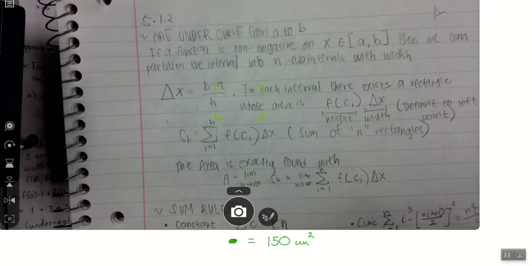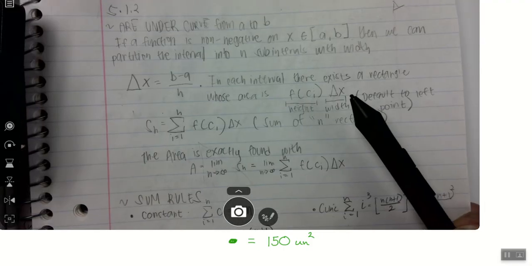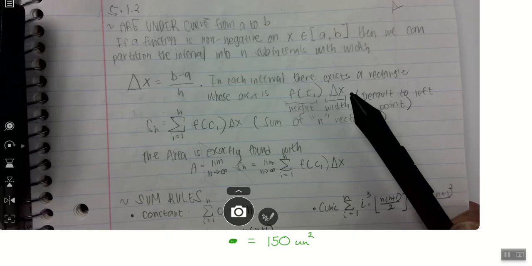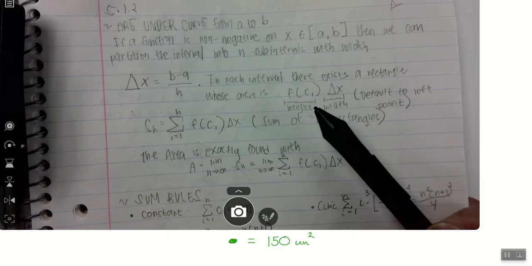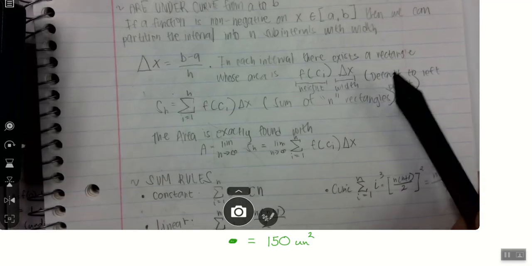Okay, we started with the area under the curve from A to B. And then right here is the comment that I'm referring to. We said delta x is (b minus a) over n. In each interval, there exists a rectangle whose area is this. And we make this comment, default to left point.